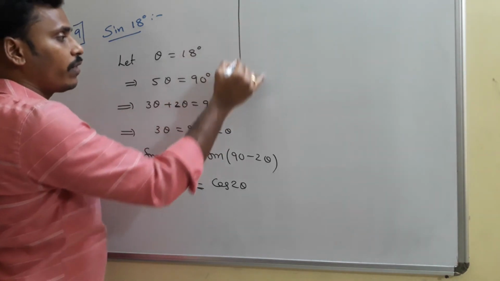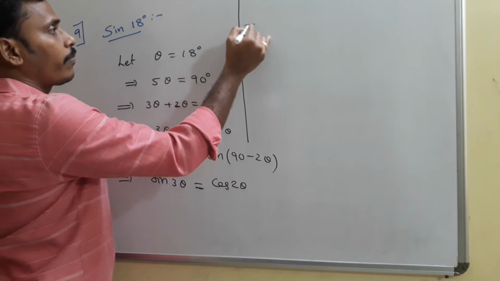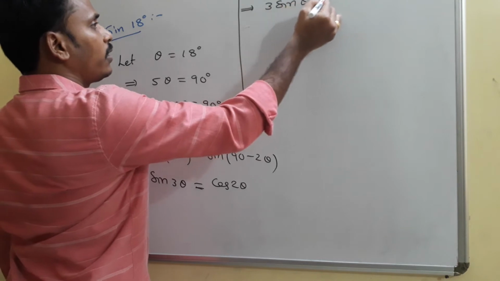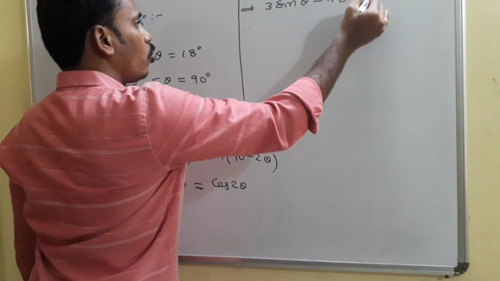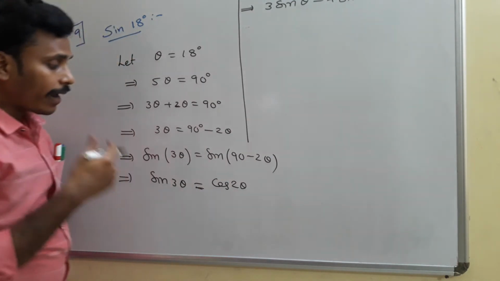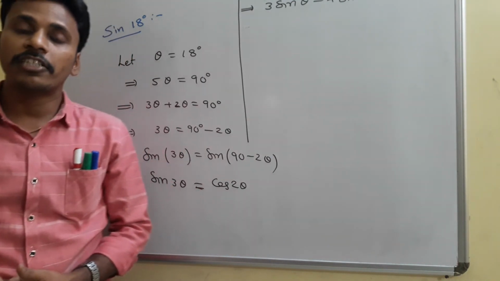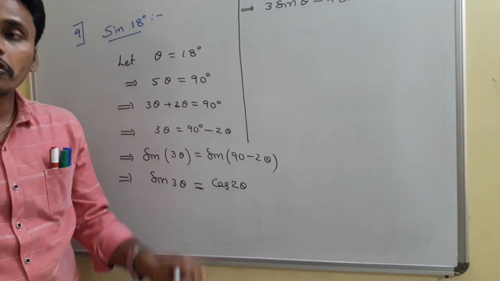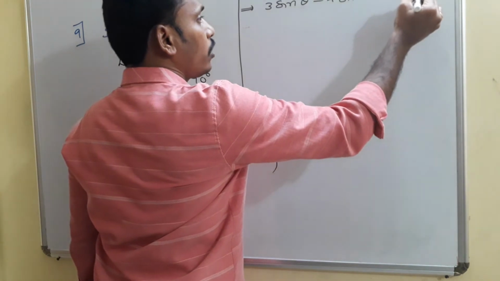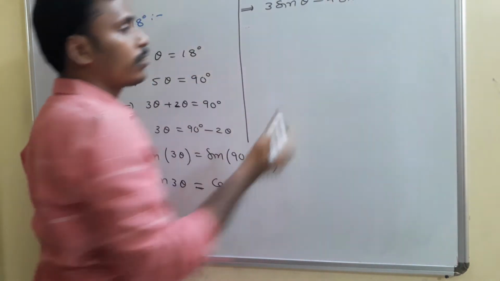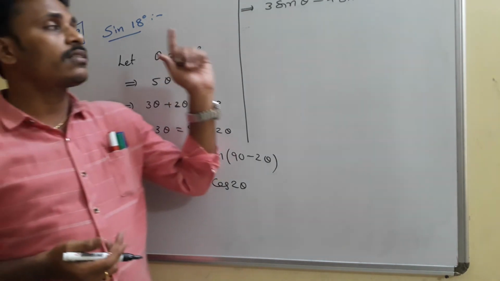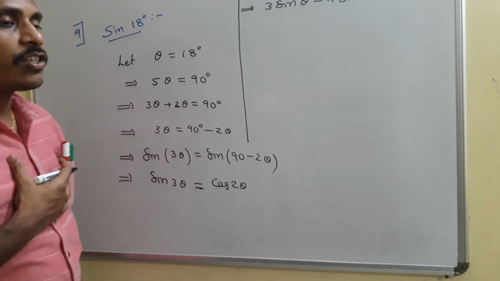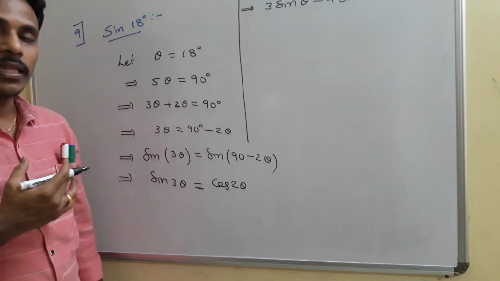I need to convert everything in terms of sin now. The rule for sin 3 theta is 3 sin theta minus 4 sin cube theta, equal to cos 2 theta on the right side. As I mentioned, there are different formulas for cos 2 theta. Among the three, I can choose the one which is in terms of sin. So cos 2 theta I can rewrite as 1 minus 2 sin square theta. So at the end, 3 sin theta minus 4 sin cube theta is equal to 1 minus 2 sin square theta. I wish to find sin 18 degrees, nothing but sin theta.